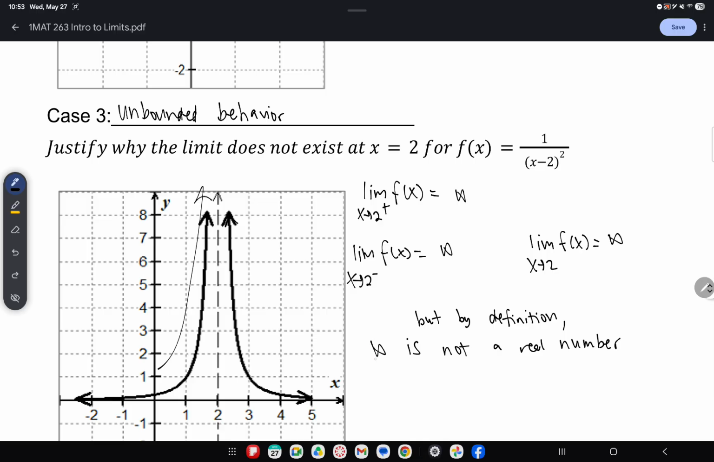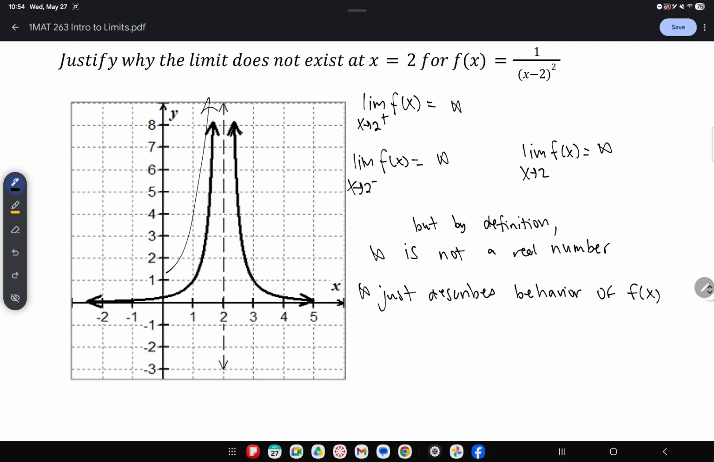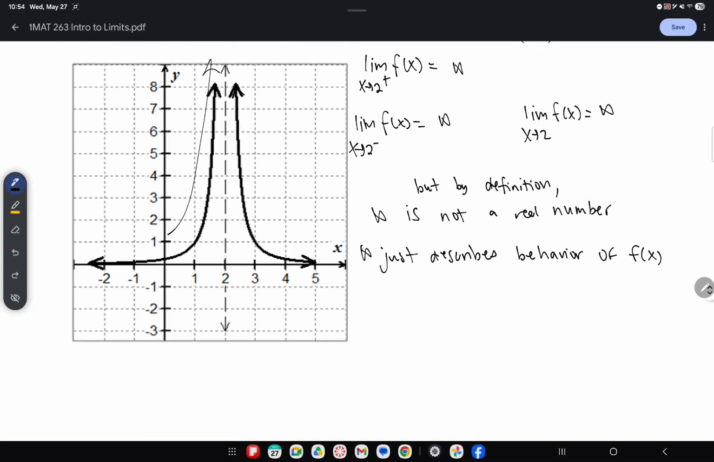So this infinity just describes behavior of the function. So it's tending towards infinity. But again, it's not a real number, so we can't say that the limit exists.